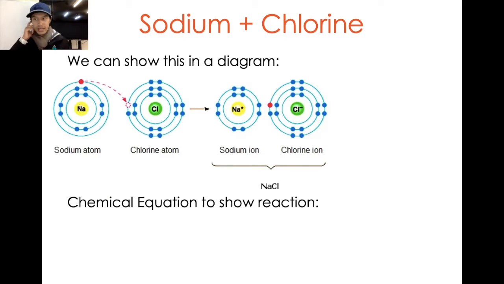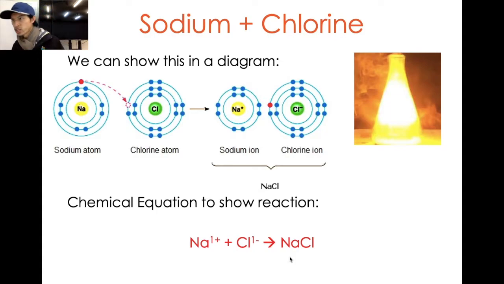You can represent this as an equation, and the equation would look something like this, right? Where you have Na1 plus, or just Na plus, plus Cl1 minus. Notice how the 1 plus and 1 minus are superscript, they're smaller. Gives you NaCl, right? And you know the actual reaction is quite explosive. Sodium is so reactive with chlorine that it releases an intense amount of light and heat.